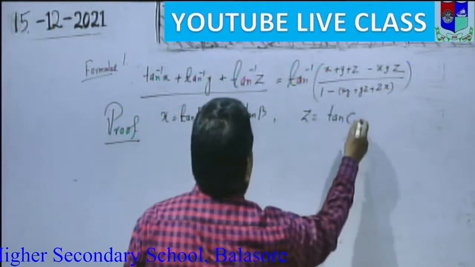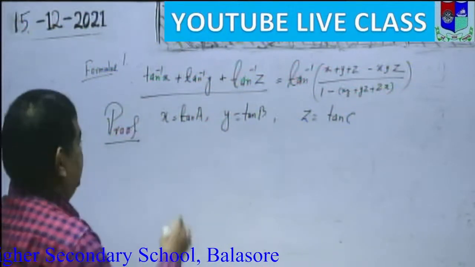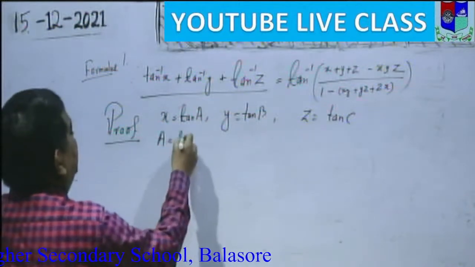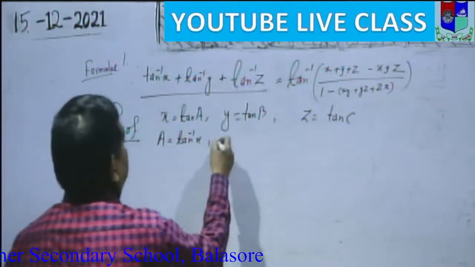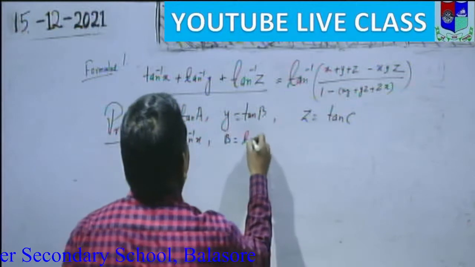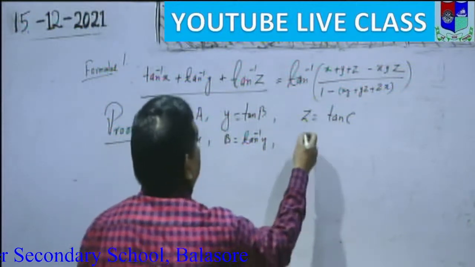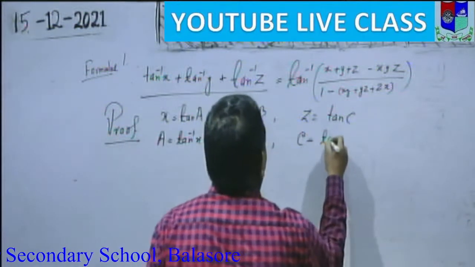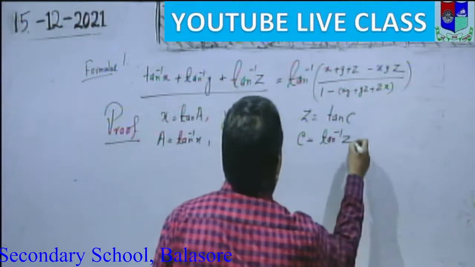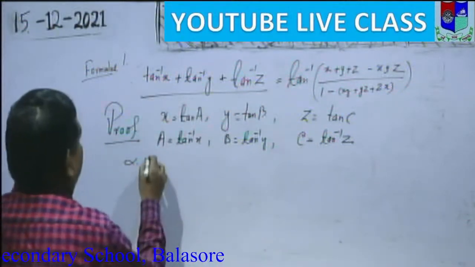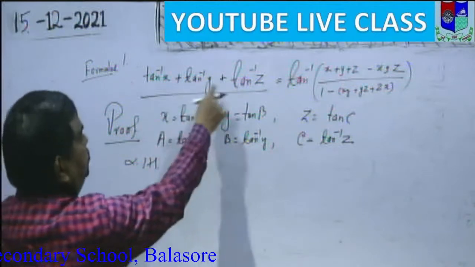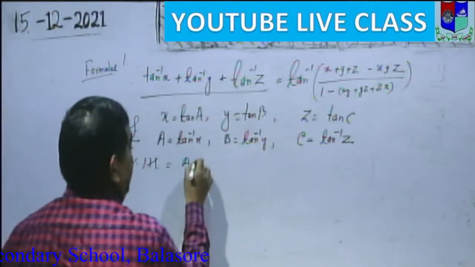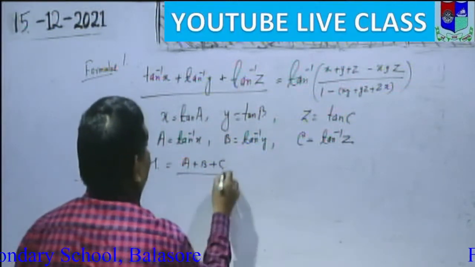Take it like this: a is tan inverse x, b is tan inverse y, c is tan inverse z. Your left hand side becomes a plus b plus c.